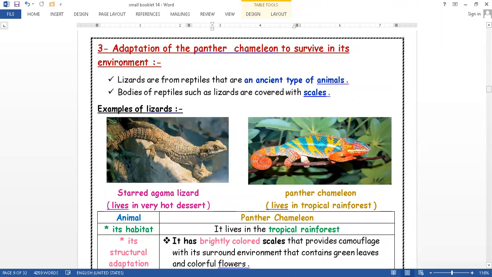Number 3, adaptation of the panther chameleon. A lizard is an ancient type of animal, Junior 4, and we will find that their bodies are always covered with something called scales, and the scales are responsible for the color or the change in the color. Okay. I think all of you know the bearded dragon lizard. We started with it in the first lesson. Now we will talk in detail about the panther chameleon.